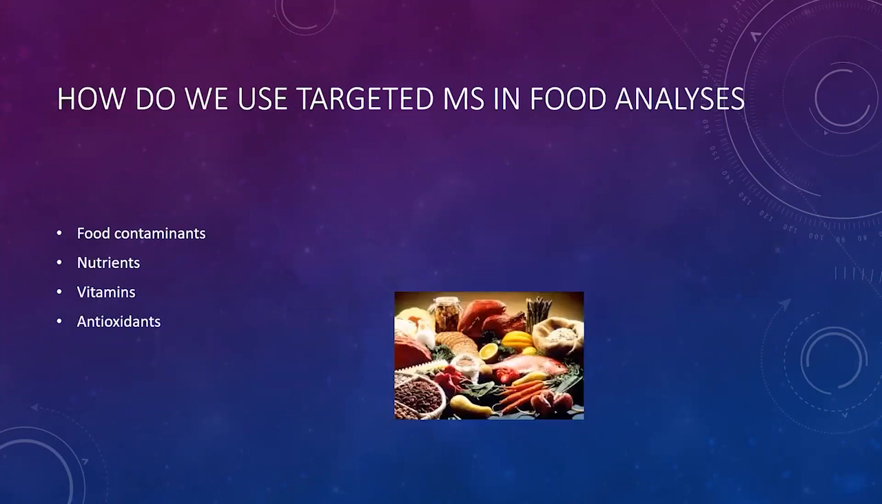So how do we use untargeted MS in food analyses? Mostly food contaminants. We look at nutrients, vitamins are a big thing, and antioxidants, and any other compound that you want to look at in a commodity. It's important that we have full profiles of all these commodities that we eat because we want to know how good our nutrition is and to make sure that our food's uncontaminated.